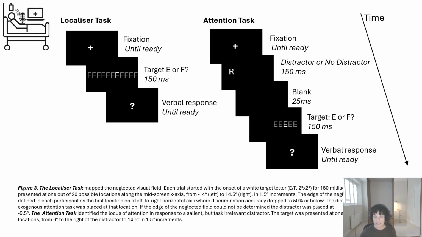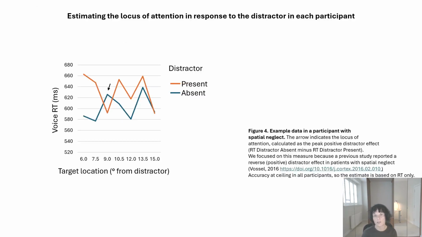Accuracy was at ceiling. This was an easy task. This means that one can use reaction time data only to calculate the locus of attention. We computed the locus of attention in response to the distractor as the maximum positive distractor effect. A positive distractor effect measures the advantage in visual perception caused by the distractor. This is the opposite of what one typically sees in a healthy control group, where the distractor hinders rather than helps visual perception.